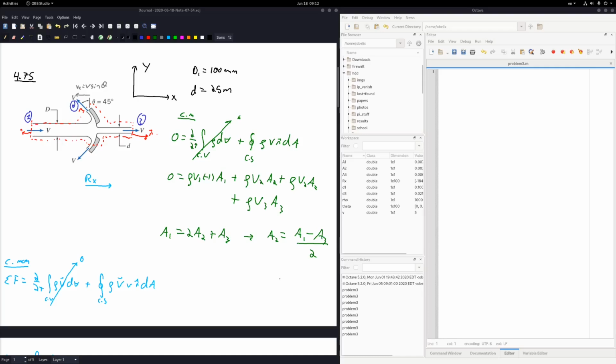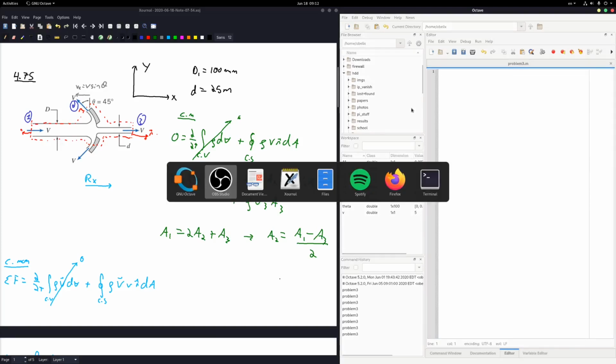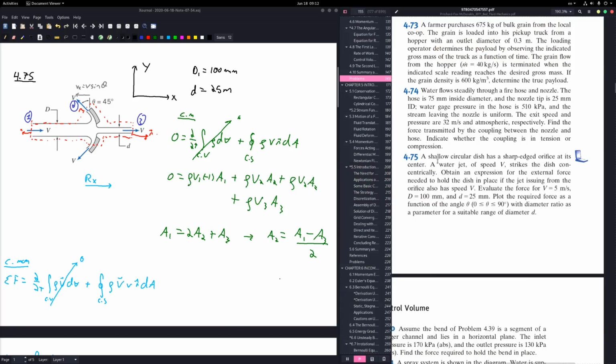All right, so here I am. I loaded up Octave here on the other screen, and what we're going to do is just the last little part of the question. The last little part of the question just asks to plot it from 0 to 90 degrees right here.